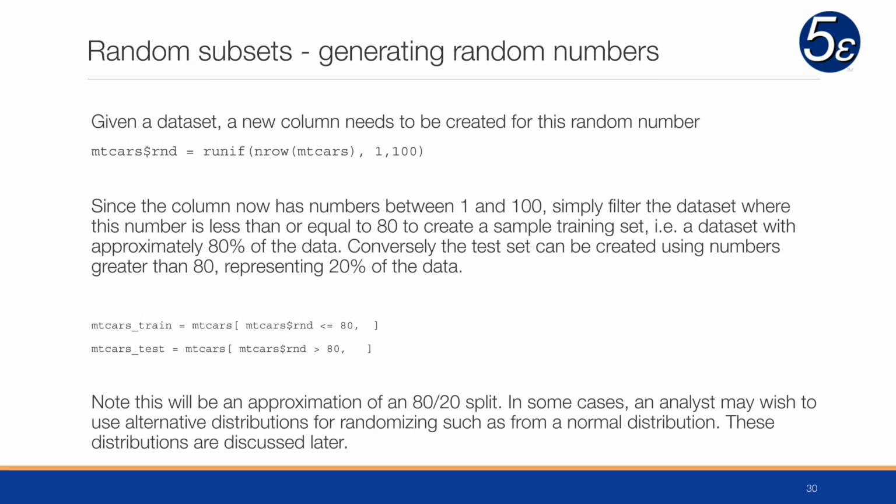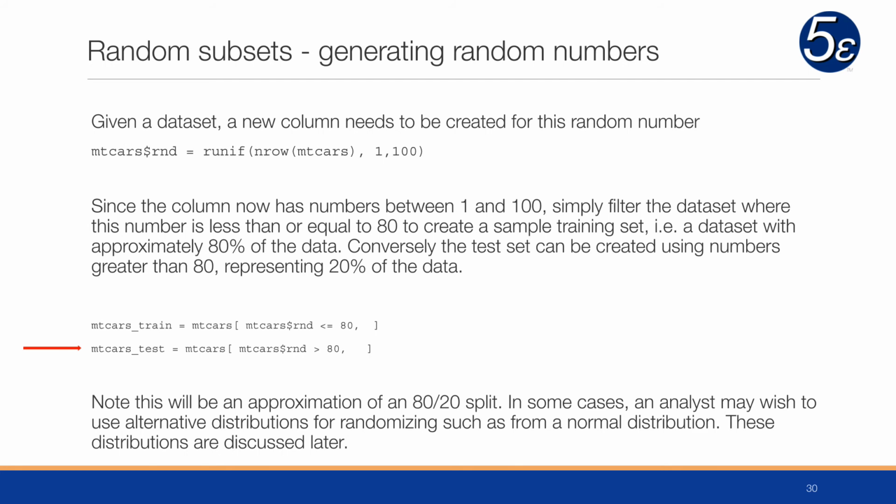So given a data set, a new column needs to be created for this random number. So what we'll do is we'll create a new column called rnd in the mtcars data frame. And we'll assign to that runif(nrow(mtcars), 1, 100). So it will choose 100 random numbers and put that into the rnd column. Since the column now has numbers between 1 and 100, simply filter the data set where this number is less than or equal to 80 to create a sample training set, that is a data set with approximately 80% of the data, and conversely, the test set can be created using the numbers greater than 80, representing 20% of the data.